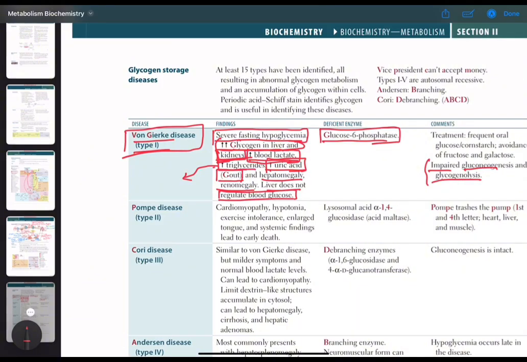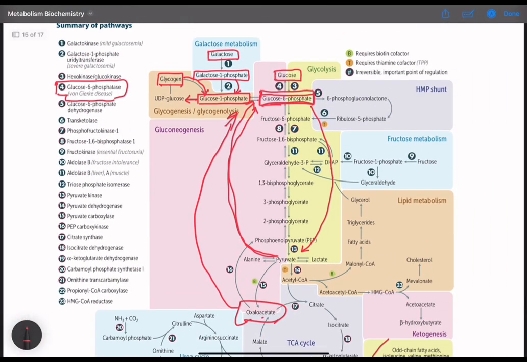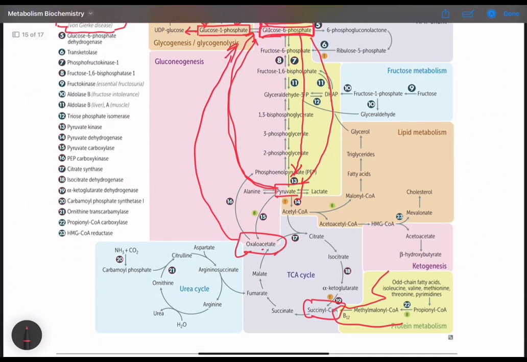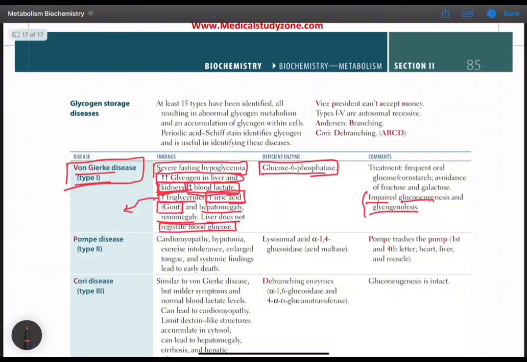The reason is that since glucose 6 phosphate cannot be converted into glucose, the glucose 6 phosphate will be converted into pyruvate, and the pyruvate will be converted into acetyl CoA, which will be converted into citrate, and high levels of citrate are the activator of fatty acid synthesis. So we will have increased fatty acids and triacylglycerols. So these patients will have high levels of TGs due to high levels of citrate.